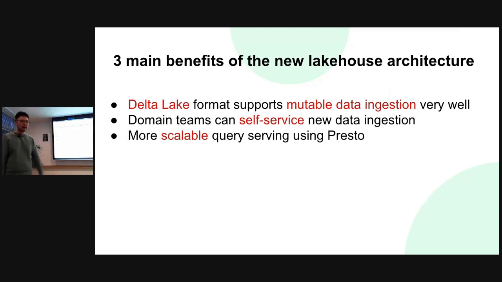So there are lots of benefits of this new architecture, but I listed 3. The first one is the format is really mutable friendly. Second is it helps change our team's dynamic a little bit. Our team is no longer the bottleneck of onboarding new data. Third one is Presto clusters. They're stateless, so you can scale them almost unlimited. You can just spin up new Presto clusters to have more query serving capacity.